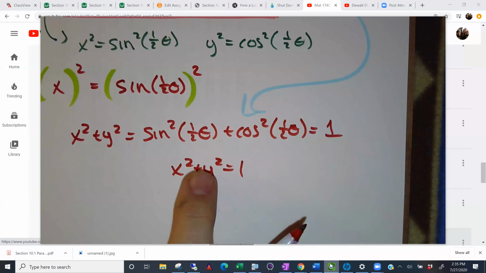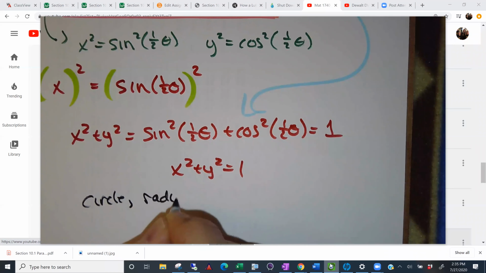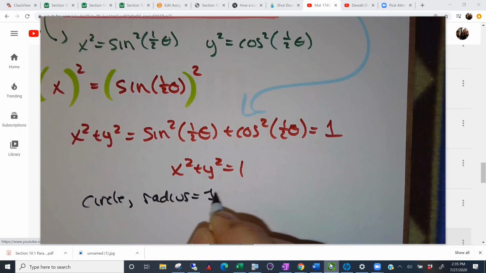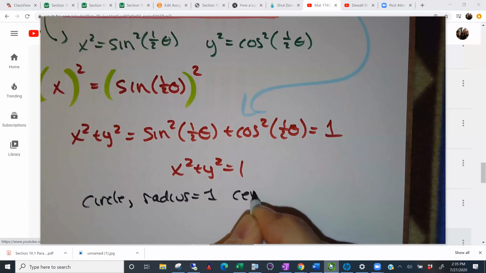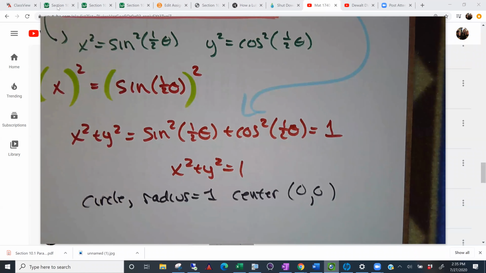What's this graph look like? Does anyone remember? Circle. Yeah. Circle, radius equals 1, and it has a center where? 0, 0. Good, thank you, 0 and 0. So let's look at that. And I think I have this one on our Desmos link.